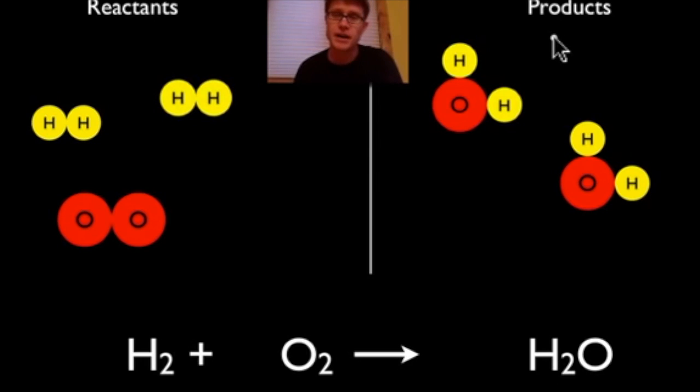Okay, now how do we actually write that out? We can put in front of here what are called coefficients. Coefficients are numbers in front of the molecule. It tells you how many there are. And so there is 1 oxygen, and we never write the coefficient of 1. If it's a coefficient of 1, you just leave it blank.